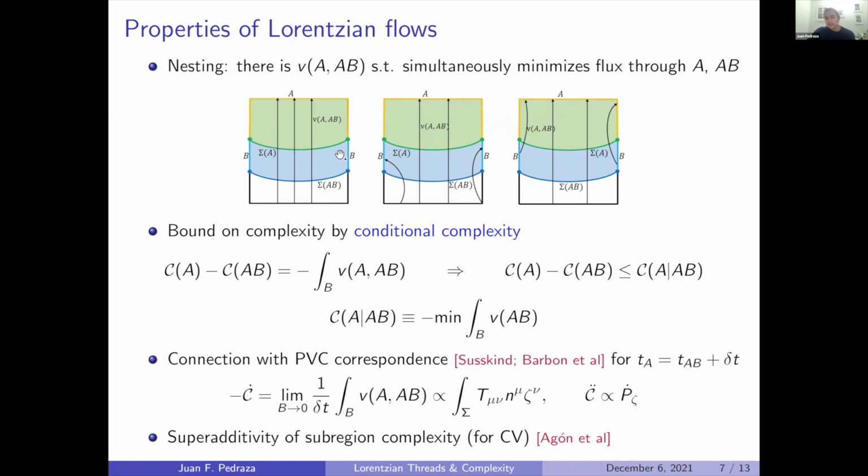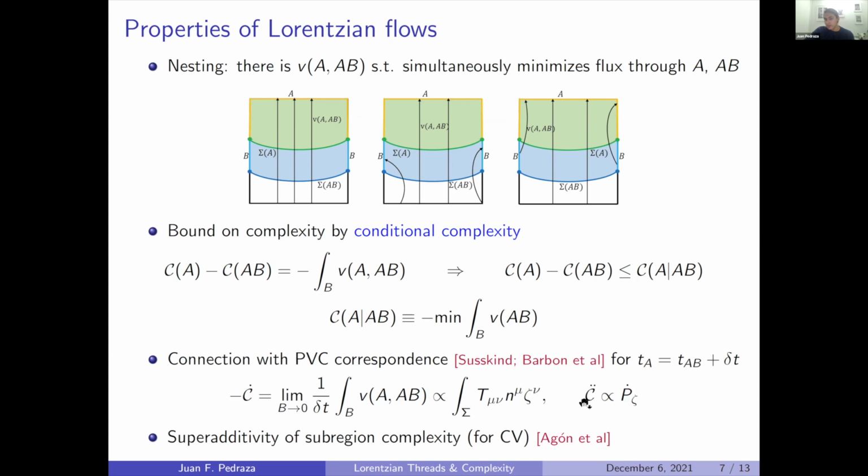Another nice thing is a connection. If we let these nested surfaces be infinitesimally far apart in time, then through what is called the momentum-volume complexity correspondence, we can come up with a natural candidate for one of these flows that do the simultaneous minimization. This natural flow is in terms of the stress tensor. This n is a normal vector, and this theta is an infalling vector that is parallel to the surface sigma.